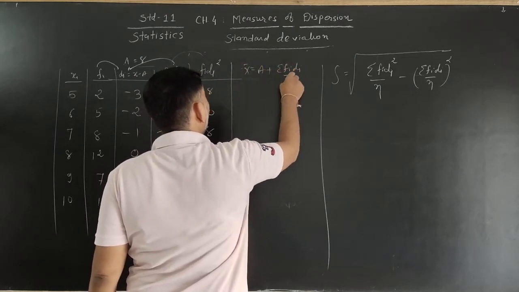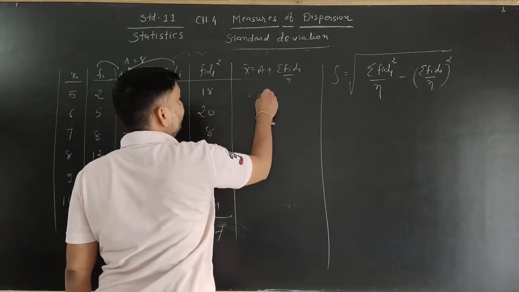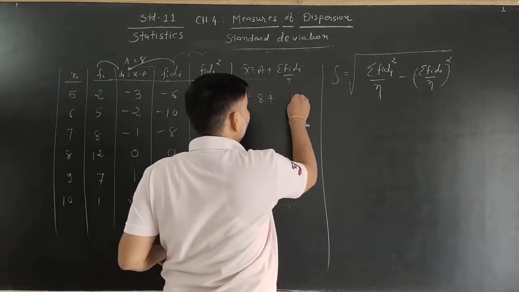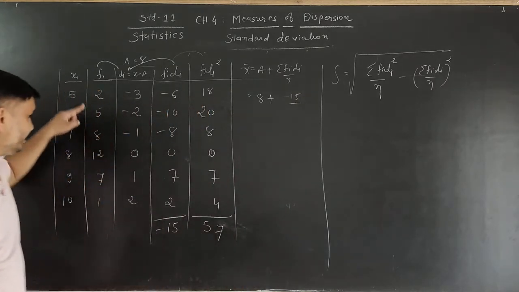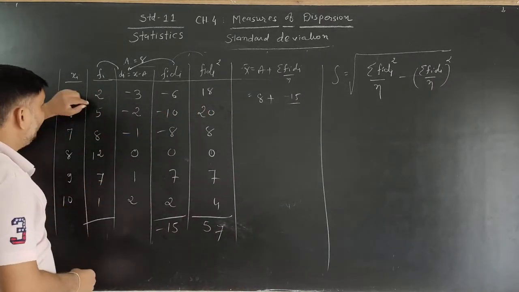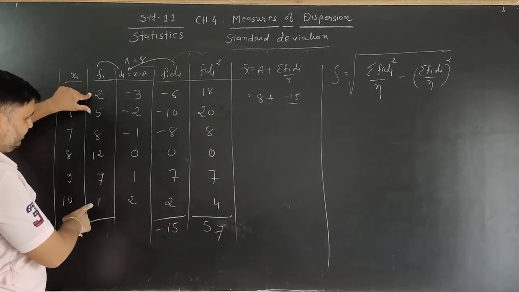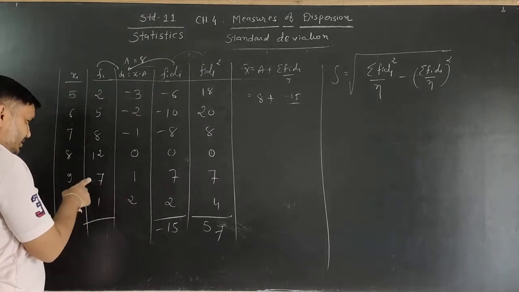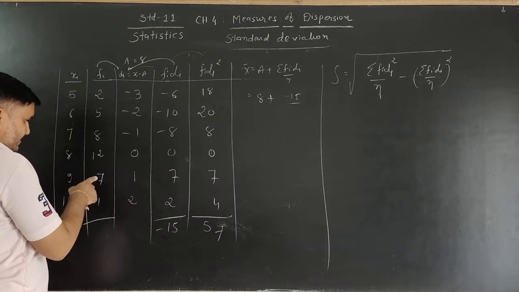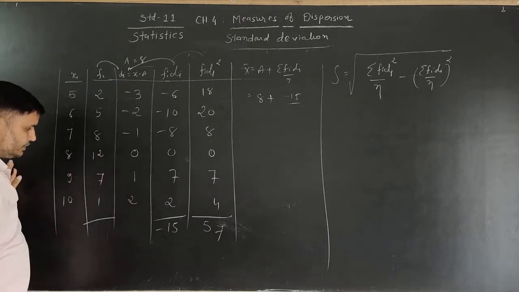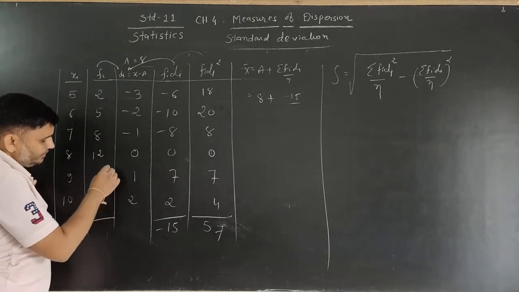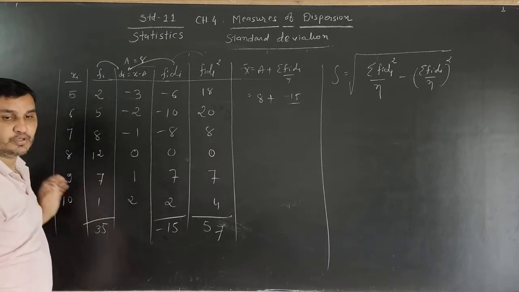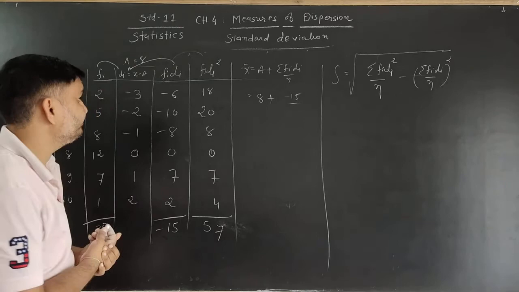Now, to find the mean from the shortcut method, x bar is equal to a plus summation fi di upon n. So a is equal to 8 plus summation fi di. Summation fi di is minus 15, divided by n. So n is equal to 5 plus 2 is 7, 7 plus 1 is 8, 8 plus 8 is 16, 16 plus 9 is 26, 26 plus 9 is 35. So our total is 35.